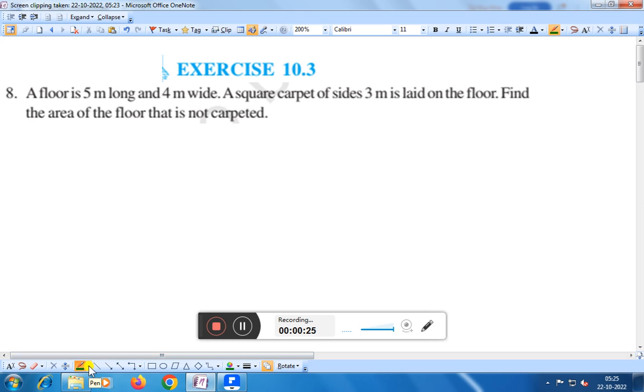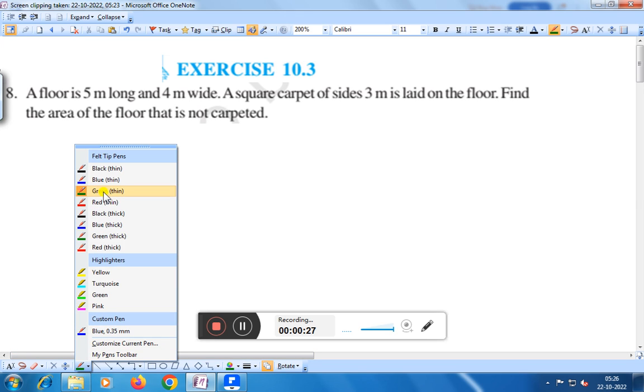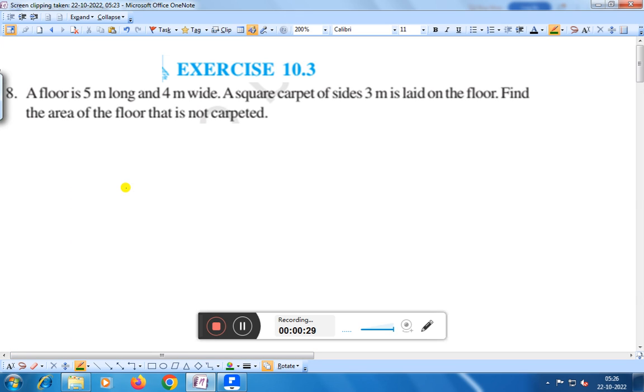Suppose this is the floor. Length is 5 meter long, and breadth is 4 meter wide.